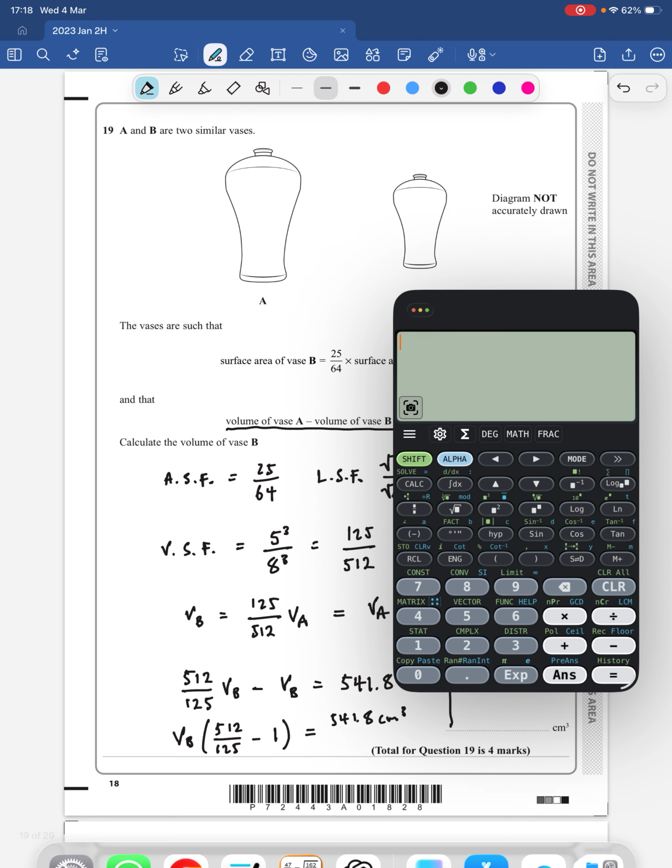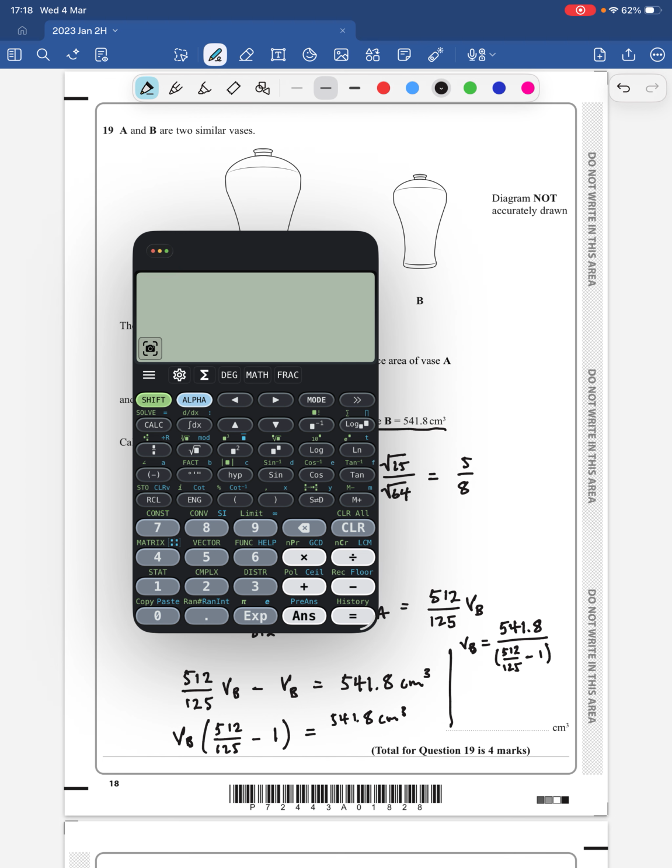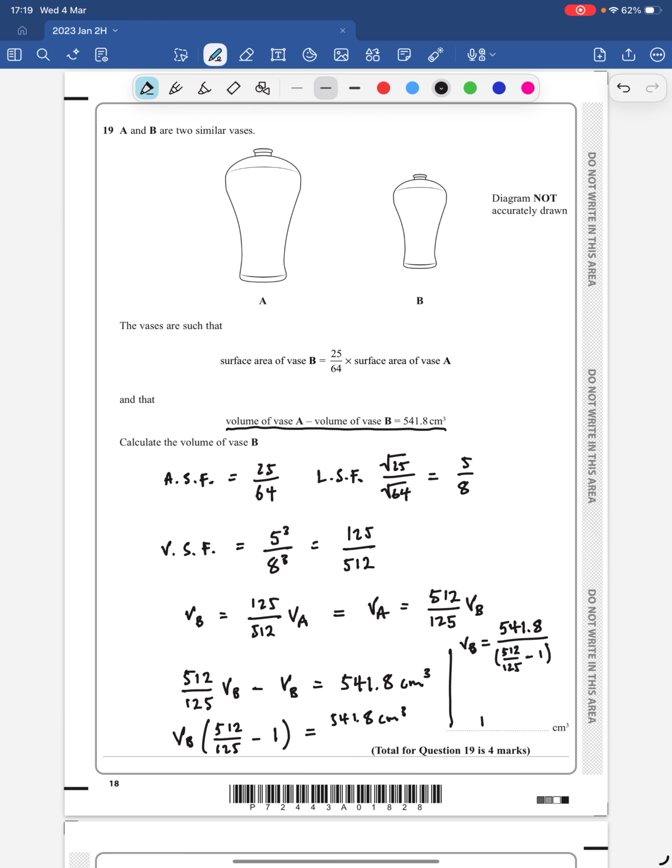So I want a fraction which is 541.8 over, and in here I want something in brackets, and that something is 512 over 125, minus 1, close brackets, and I get 175, and that's a nice round number, so it looks quite likely that that's going to be right.